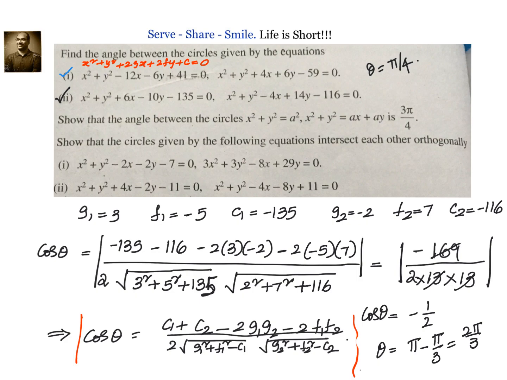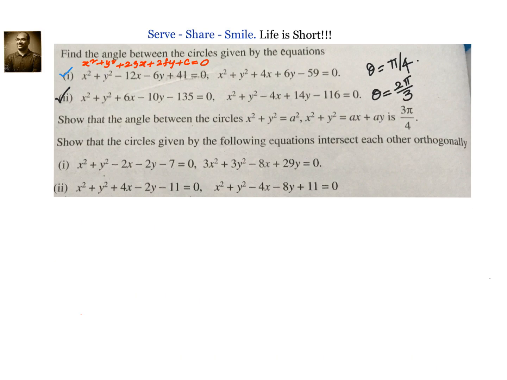Let's go now to the next problem. The next problem is, show that the angle between the circles 1 and 2 is 3 pi by 4. Let's go ahead and write down what our G1, G2, F1, F2 are so that we can finish this problem. First circle, I have G1 equals to 0, F1 equals to 0, and C1 equals to minus a square. Remember, always we should have the right side equals to 0 in this approach.